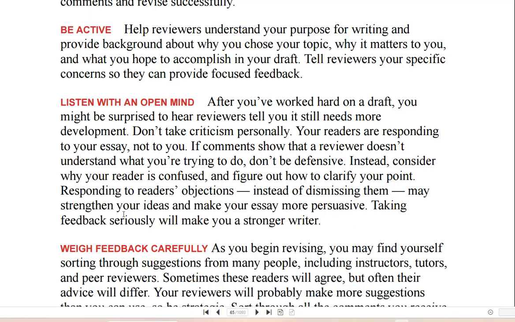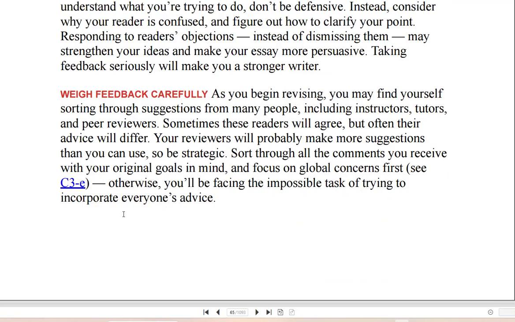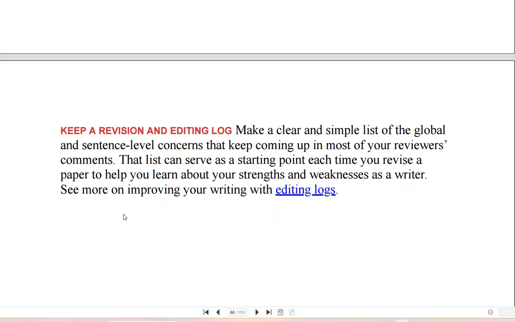Weigh feedback carefully. As you begin revising, you may find yourself sorting through suggestions from many people, including instructors, tutors, and peer reviewers. Sometimes these readers will agree, but often their advice will differ. Your reviewers will probably make more suggestions than you can use, so be strategic. Sort through all the comments you receive with your original goals in mind and focus on global concerns first. Otherwise, you'll be facing the impossible task of trying to incorporate everyone's advice.